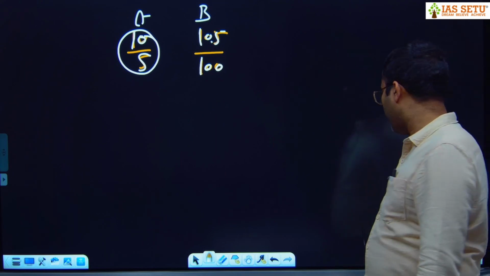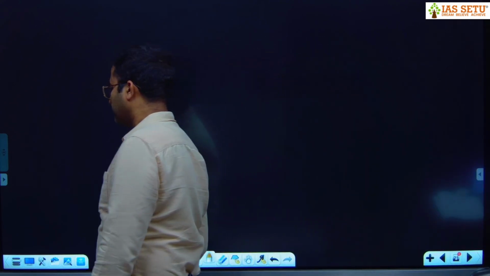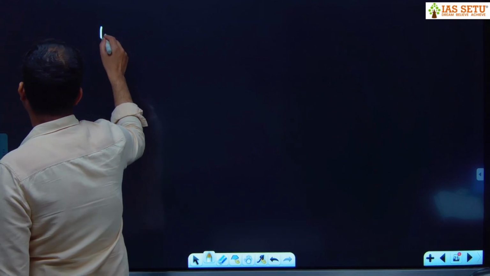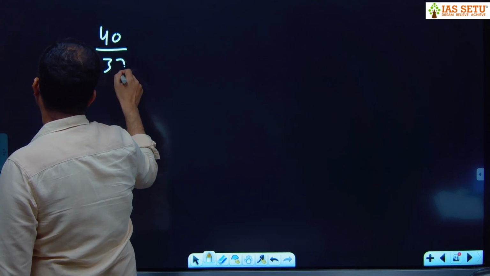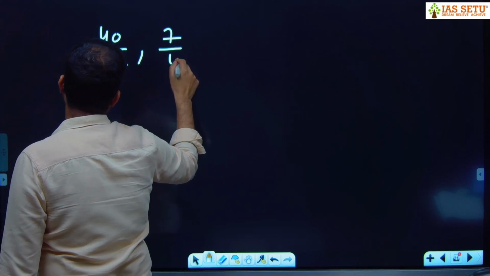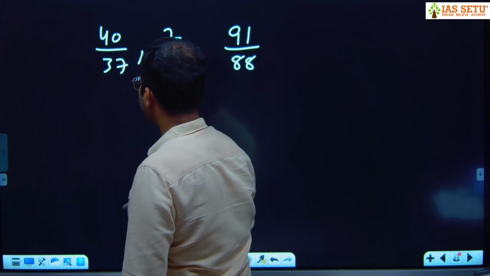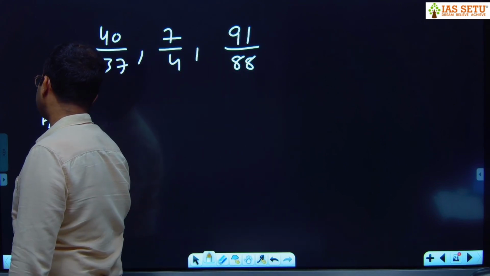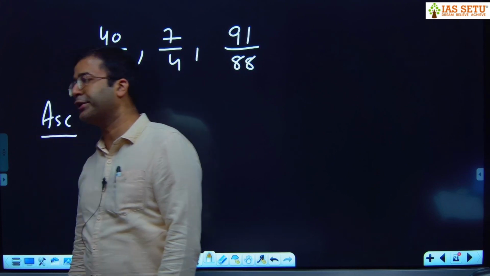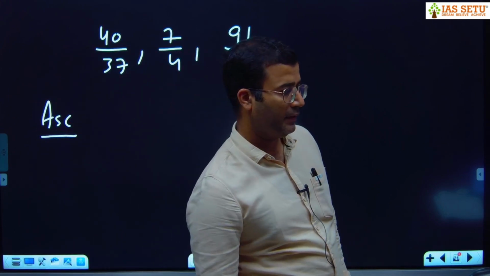Okay, now you try. 40 upon 37, 7 by 4, 91 upon 88. You have to arrange these three fractions in ascending order. Try this question.